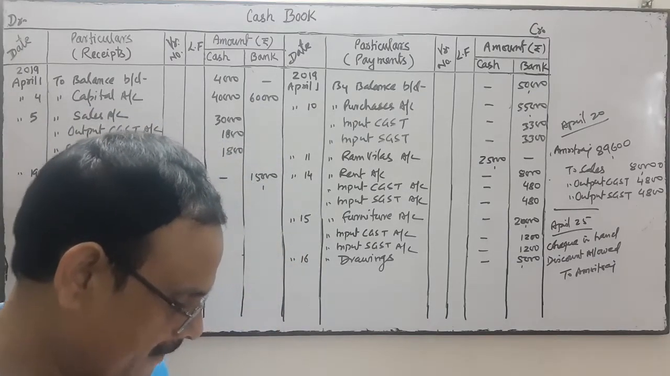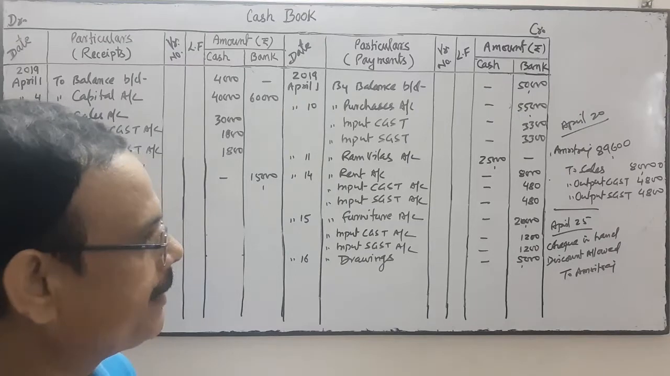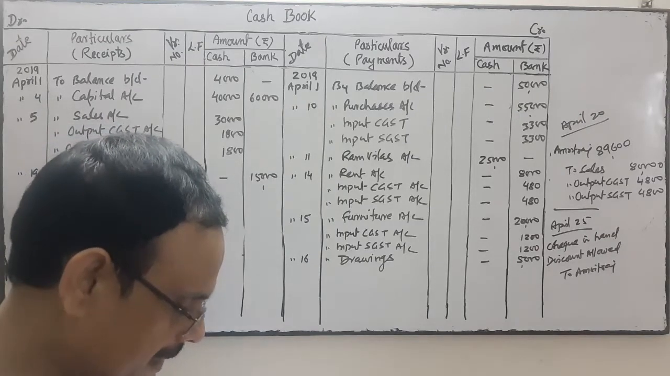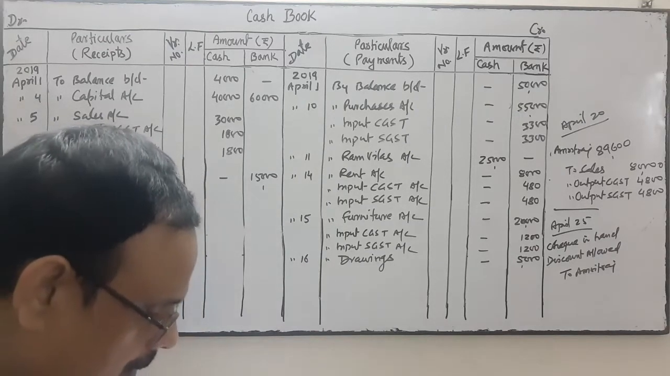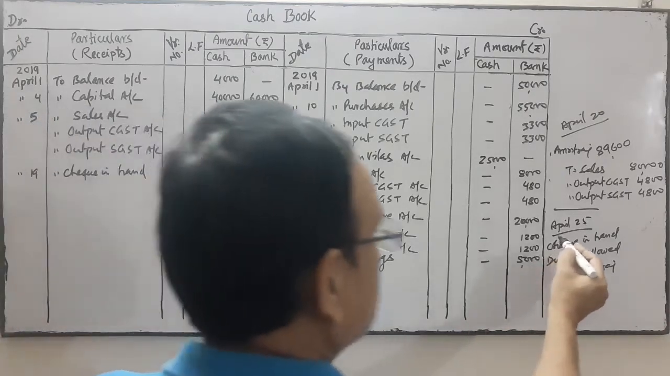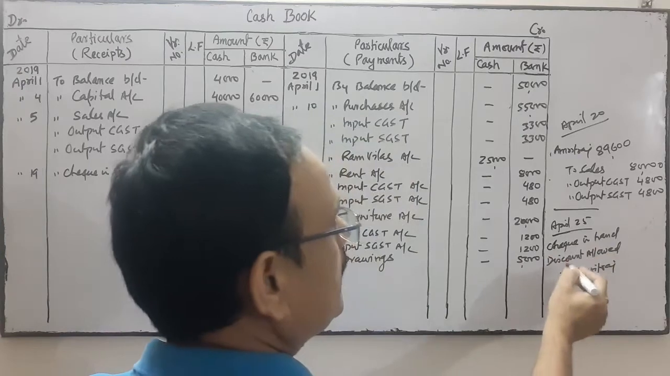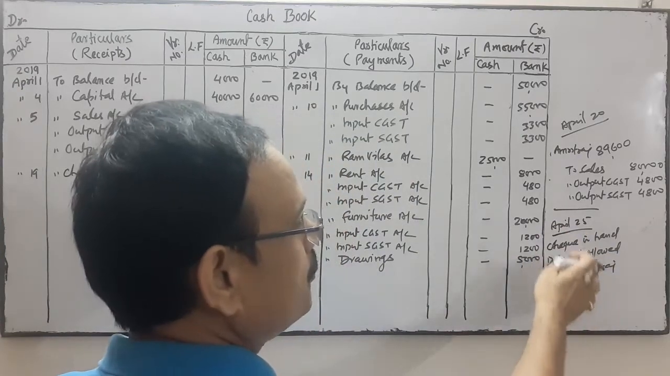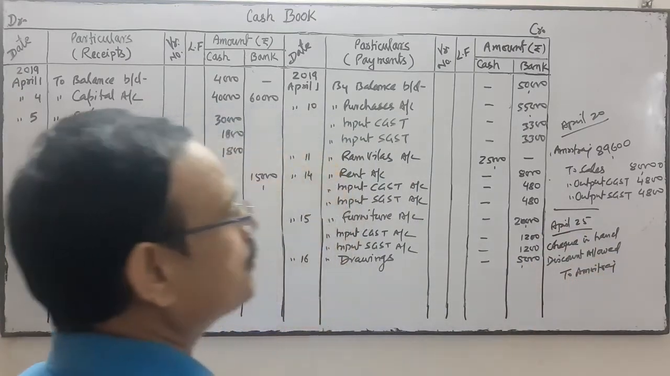On the 25th, received a check from Amrit Raj in full settlement of his account, deposited into the bank on the 28th. It means this check is not deposited on this date. This entry will be recorded in the journal proper. This will be recorded by us in the journal proper.